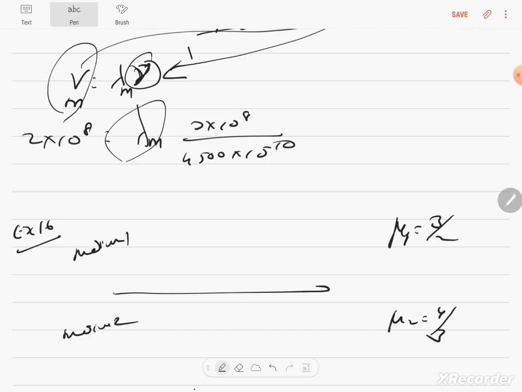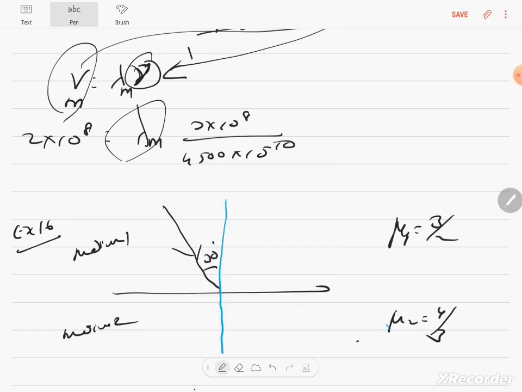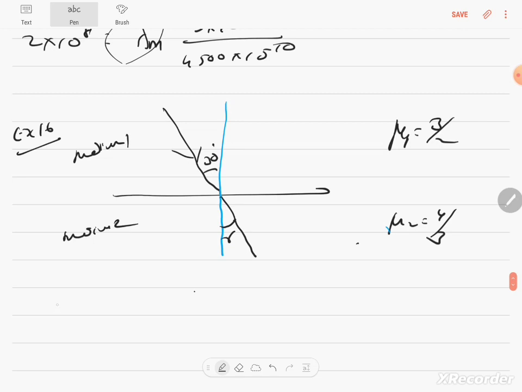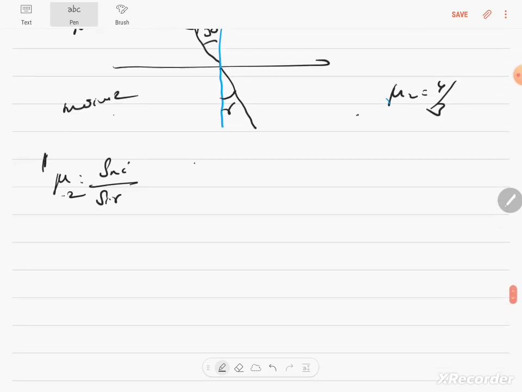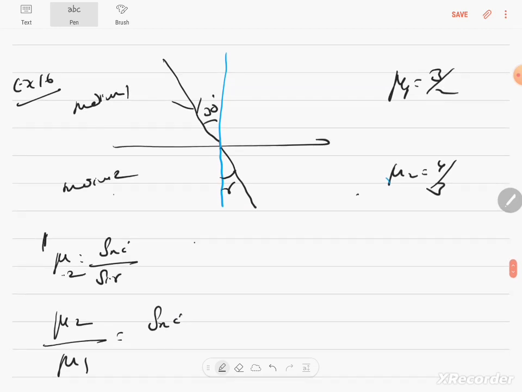If a ray travels from medium 1 to medium 2 at an angle of incidence 30 degrees, so draw the incident ray, and immediately draw the normal at the point of incidence, and you know this angle is 30 degrees. When it travels in at angle of incidence 30 degrees, what is the angle of refraction R? You know mu is equal to sin i by sin r. But here, it's the second medium with respect to the first medium, which is mu of the second medium by mu of the first medium, equal to sin i by sin r, where sin i is sin 30 degrees.